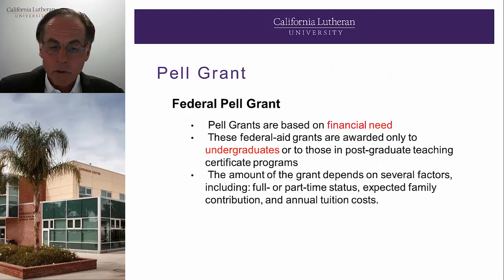The federal Pell Grant is one such federal aid program. It assists undergraduate students or those enrolled in a postgraduate teaching certificate program on a financial need basis. The amount of the grant depends on several factors, such as full-time versus part-time status, the amount of the expected family contribution, and the cost of attendance at the school. The maximum Pell Grant is currently about $6,000, although there are some higher awards for students whose parent or guardian died while serving overseas. The maximum amount generally increases by a small amount annually.